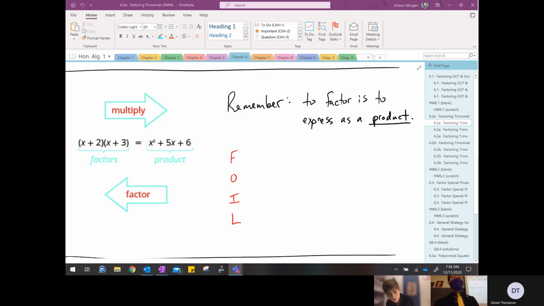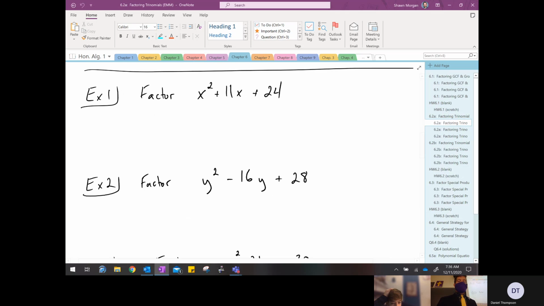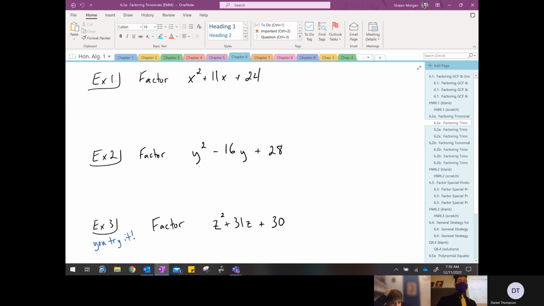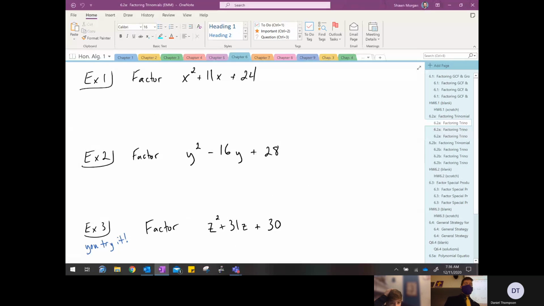And so what we're going to do is talk about how to express a trinomial as a product of two binomials, okay? I think you guys will do well with this lesson. Here are our first three examples, okay? Now, this will be a me, we, you, okay? I'll do the first one, we will do the second one, and then you will do the third one. Y'all write all three of them down here. And what we're going to focus on is our ability to put together a list of factor pairs, okay?